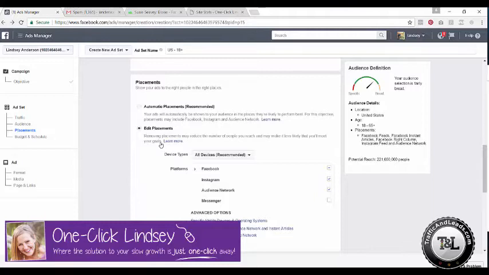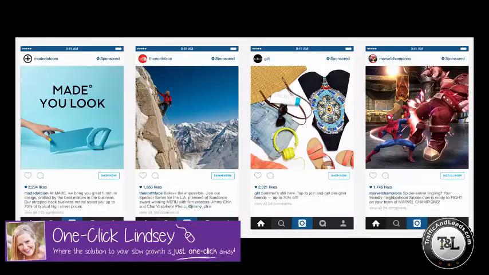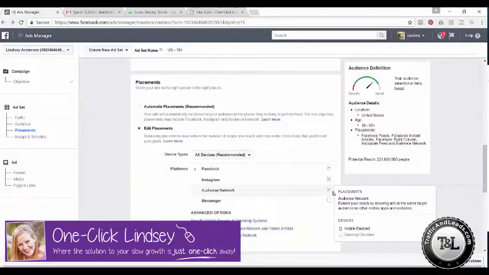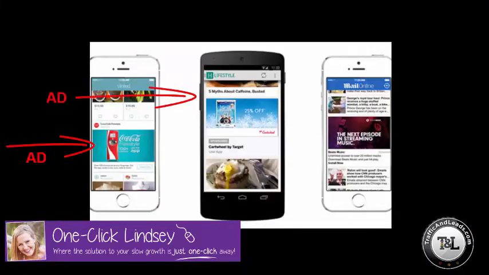So let me tell you a little bit about what is placements. It's basically telling Facebook, I'm cool if my ad shows up in the newsfeed, in the right-hand column, in Instagram, in Messenger, in the audience network. And audience network is where you're gonna waste a lot of money. What is audience network? Essentially, Facebook, if you're looking at an article from Facebook or an app on Facebook, there's little ads everywhere. Facebook will display that ad.